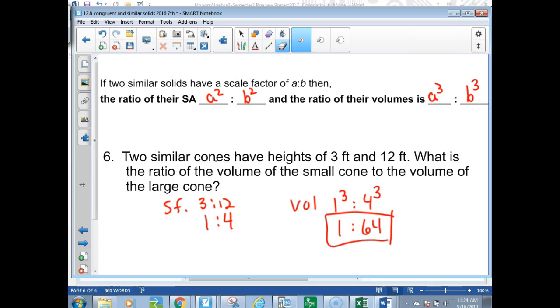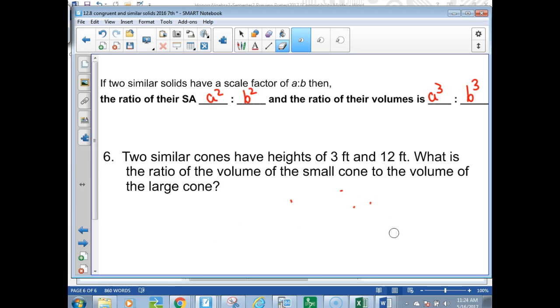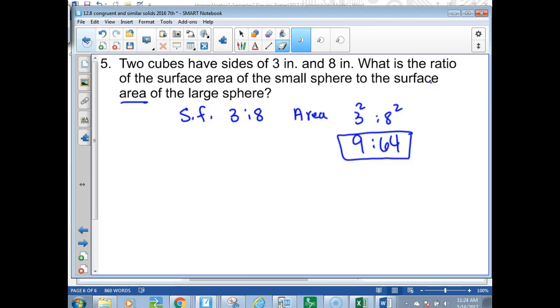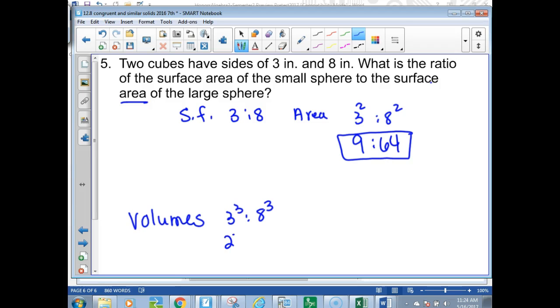Okay, the summary here. All right, if your scale factor is A to B, then your areas are A... I think I missed the question, didn't I? Yeah, you have volumes underneath there too, don't you? And you would take the 3 and the 8 and cube them. So that'd be 27 to 512.